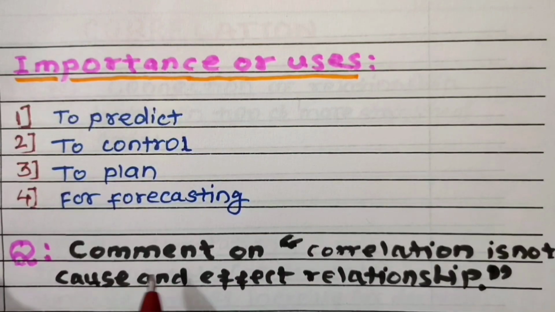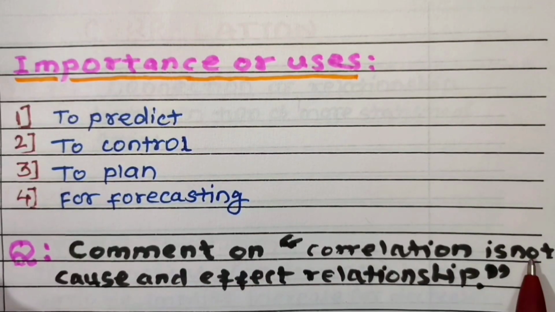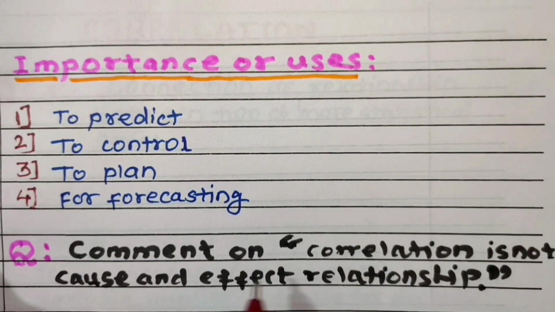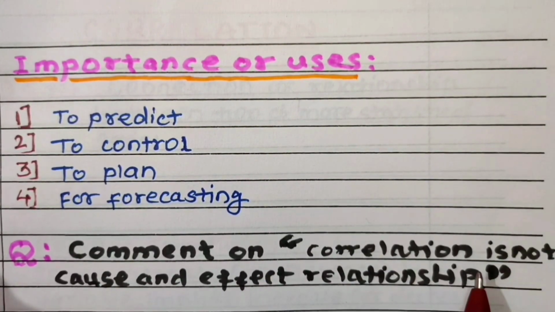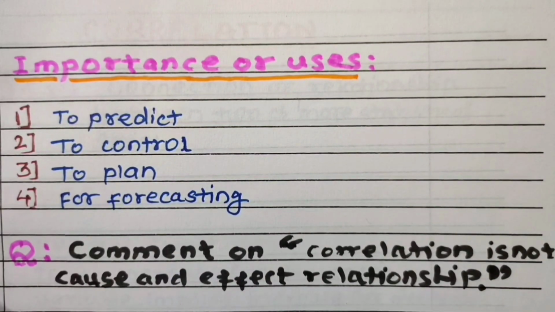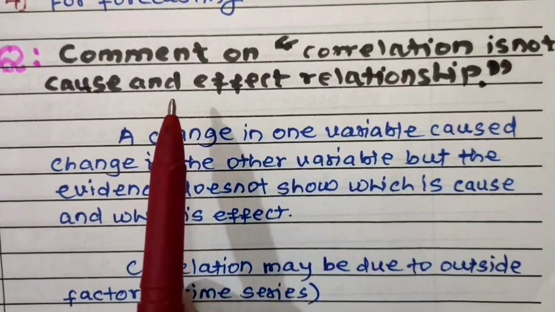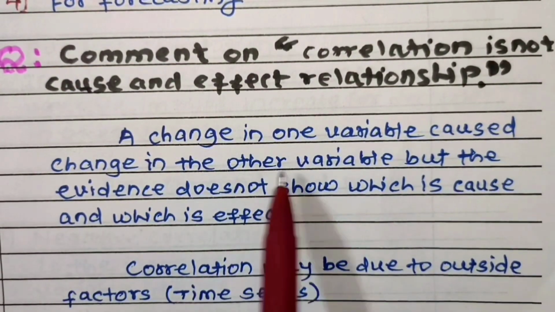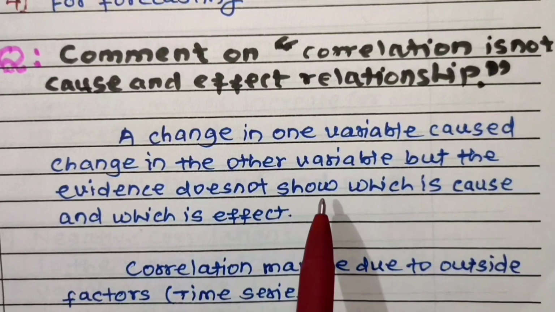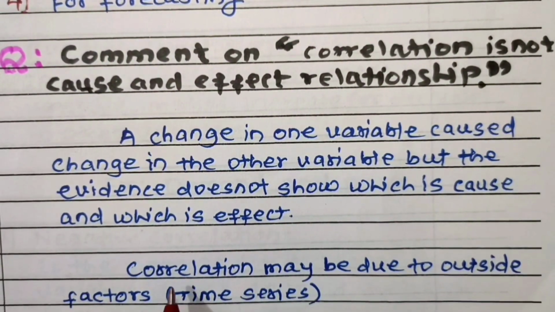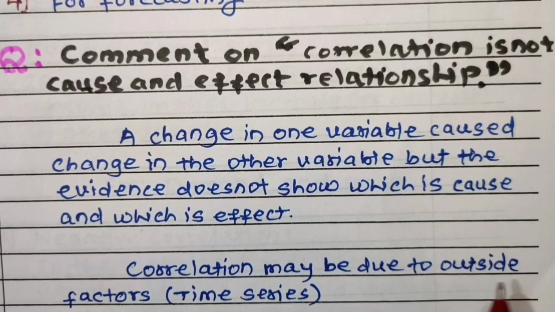Question is like this: comment on correlation is not cause and effect relationship. We have to discuss this statement, why correlation is not cause and effect relationship. So let us explain this. This is a short explanation about this comment. A change in one variable caused change in the other variable, but evidence does not show which is cause and which is effect. And correlation may be due to outside factors, just like time series.